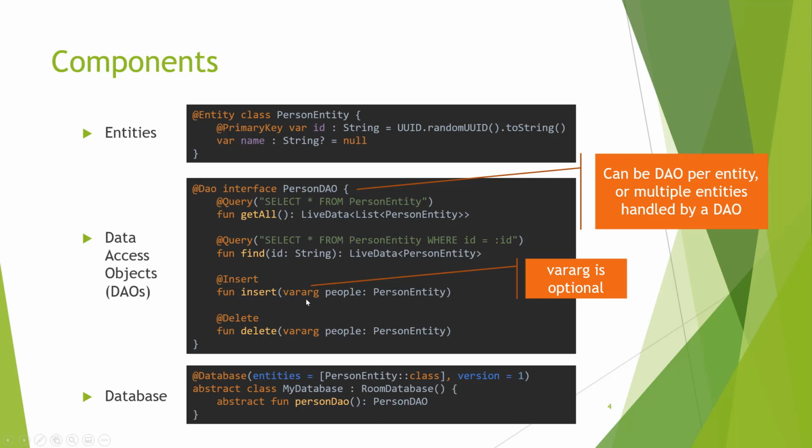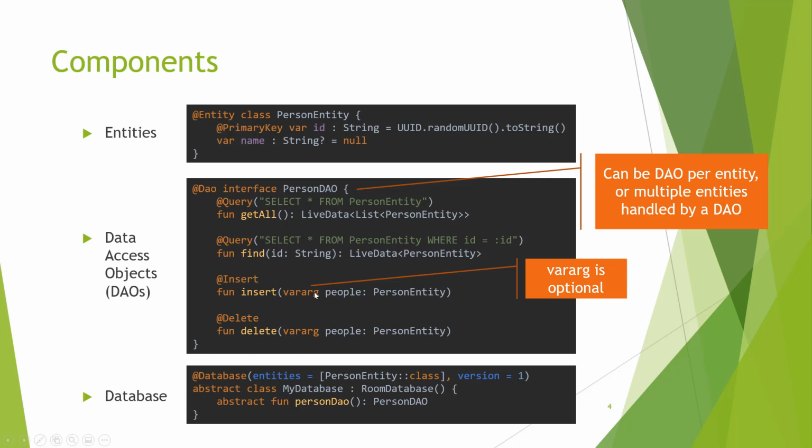Vararg in Kotlin means it's a varying length argument list. So you can have any number of people passed into this insert statement. If you didn't have vararg listed, the insert would expect exactly one person every single time. Similar for delete and update.